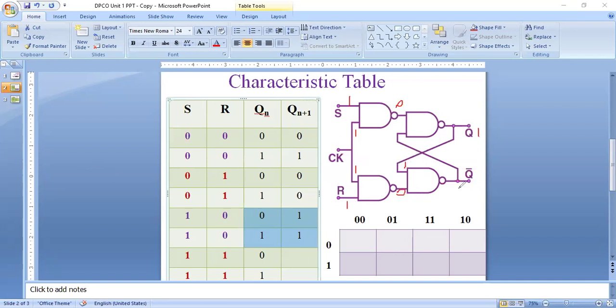So 1 dot 0 is 0. Once again here, look at this one. Both the values are 1. So both are not complementary to each other. So we can tell here also it is a not toggling state.